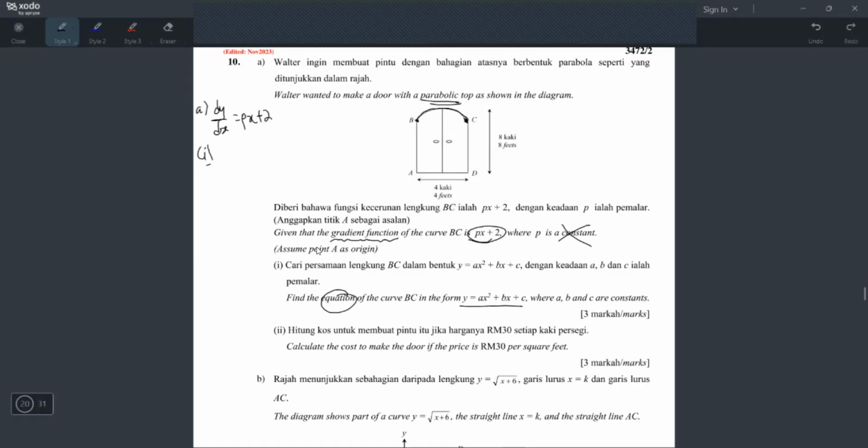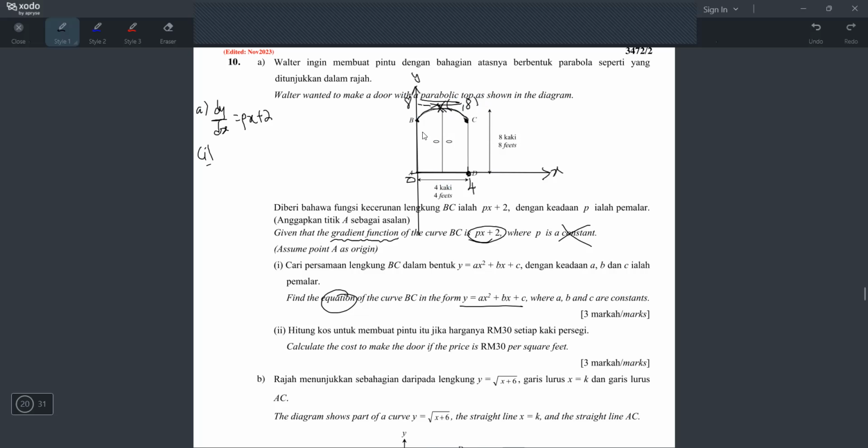Assume point A as origin. Oh, I didn't read this. So let's draw it. A is the origin. So this is the x-axis and this is the y-axis, right? It means this is 0, this is x, this is y. And we can actually label some points here. This will be (4, 0), because it's 4 units here, 4 feet. And then here is 8. So definitely the maximum point's y coordinate is 8. But can I get the x coordinate?